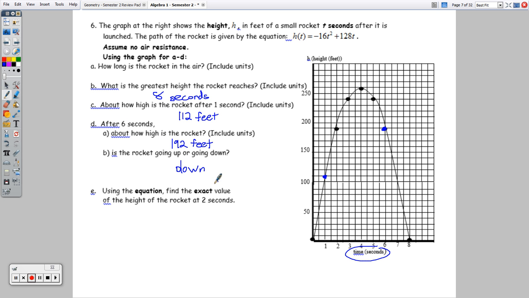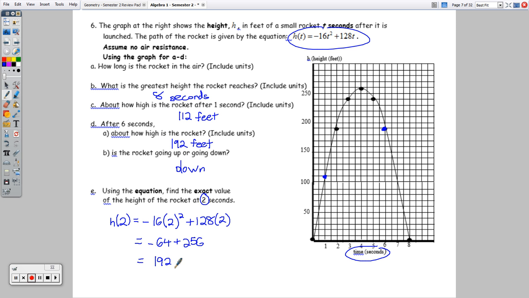And then using the equation, find the exact value. So we're going to use the equation now to figure out the exact value at 2 seconds. The height at 2 seconds is equal to negative 16 times 2 squared plus 128 times 2. This would be negative 16 times 4, that's negative 64. This would be 256. Put that together, you've got 192 feet.